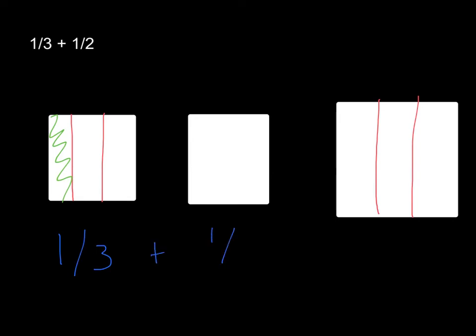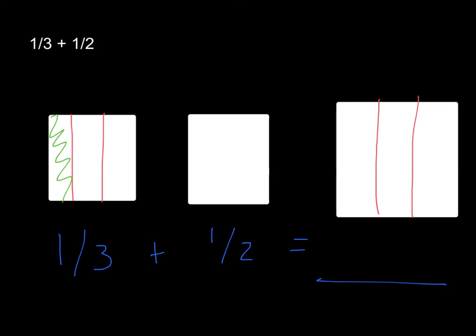Okay, let's try another problem. 1/3 plus 1/2. Again, we're going to split it like we previously did. We're going to split this first one into thirds, and we'll shade that first third. And while we're there, let's go ahead and draw those lines in the last one as well. So what I'm saying here, as I'm skipping around, is 1/3 plus 1/2 equals, or is the same as, whatever.